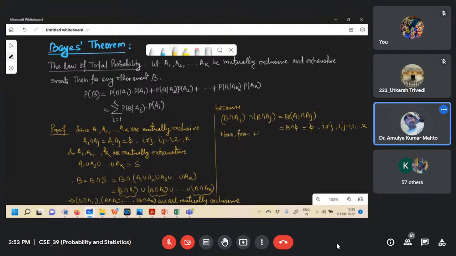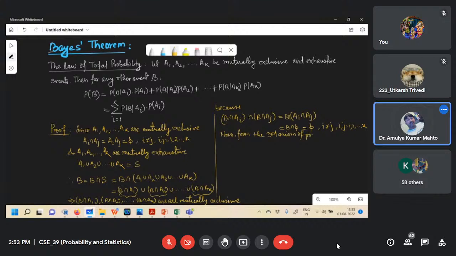from the third axiom of the definition of probability, if you remember, the third axiom is that if A1, A2, and so on are mutually disjoint events, then probability of A1 union A2 union so on is equal to the summation of all of those probabilities. Am I right? Yes, sir.